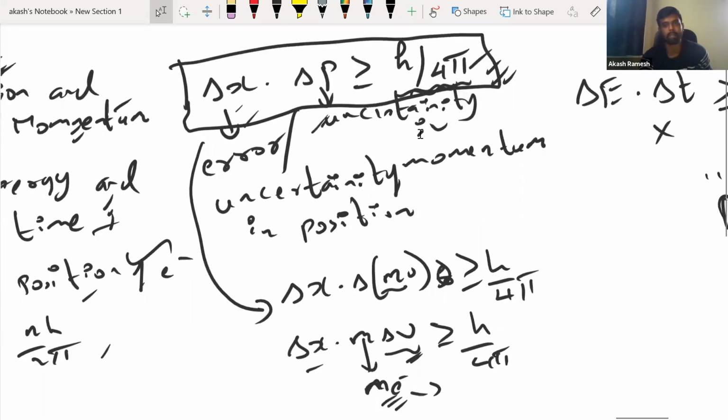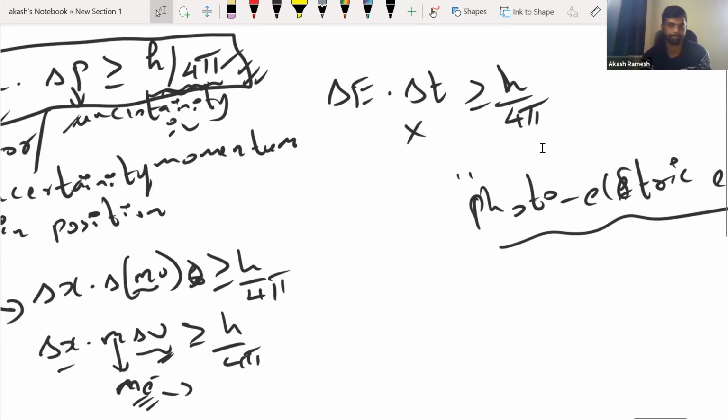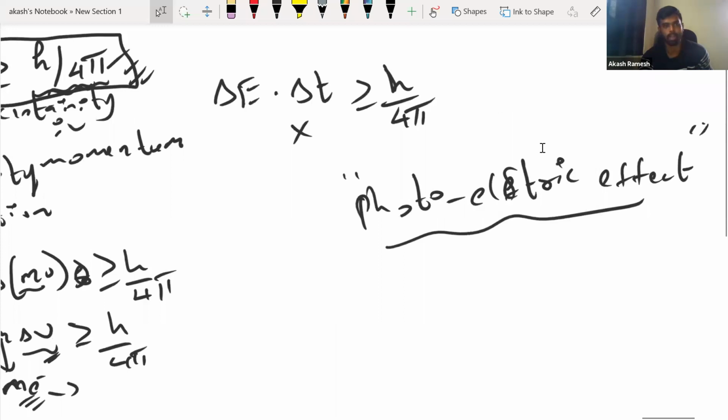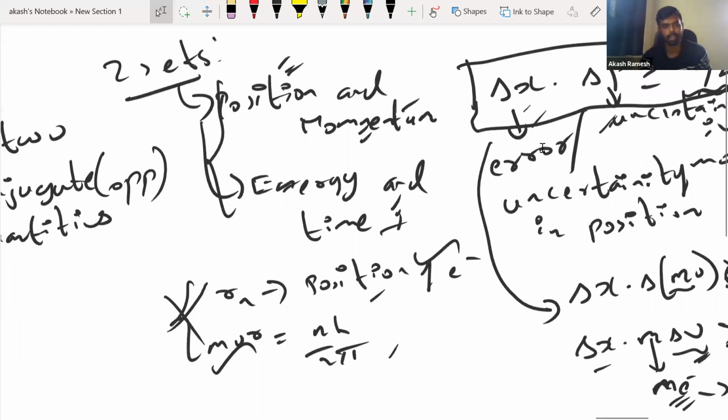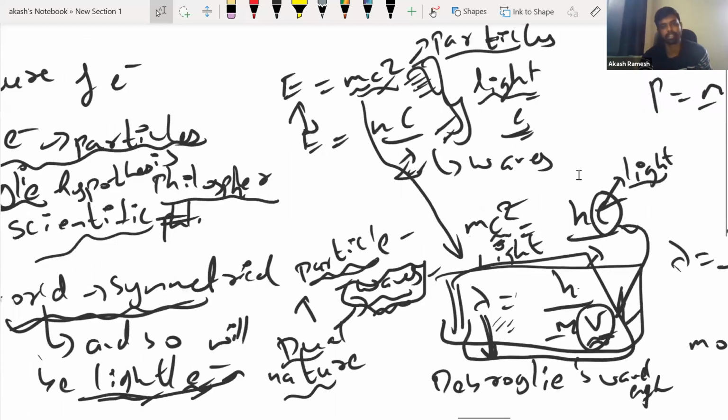Now, the same thing can be done for energy and time also. Delta E into delta T is always greater than or equal to h by 4 pi. Okay, so now what we're going to do is some problems on de Broglie's wavelength, and then we'll do some problems on Heisenberg's uncertainty principle, and then we'll go on to see the photoelectric effect.